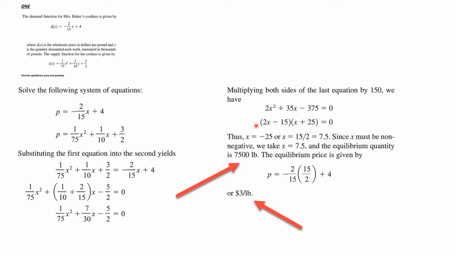Turns out this one factors, and you can solve this, and you get the equilibrium quantity was 7,500 pounds, and the price was $3 per pound. I would probably call this a 10-point problem. This would be worth 5 points, including the units. This would be worth 5 points, including the units. It would be right or wrong.